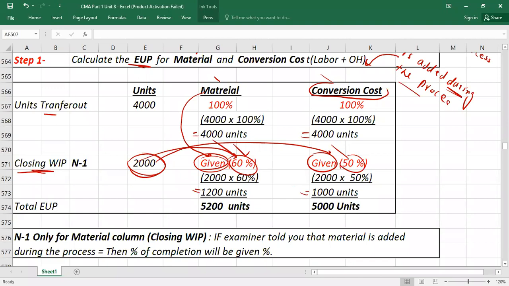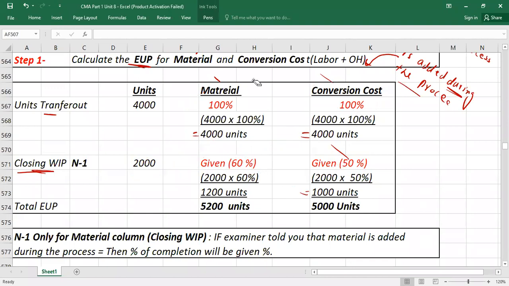Can you repeat the format with me? What is the format? For units transferred out, the percentage of completion for material is 100%. For conversion cost, how much? 100%. For closing work in process, the percentage of completion for material will be given, and that you should use. And for conversion cost, it will also be given. Right? Now I'm going to add some extra information.